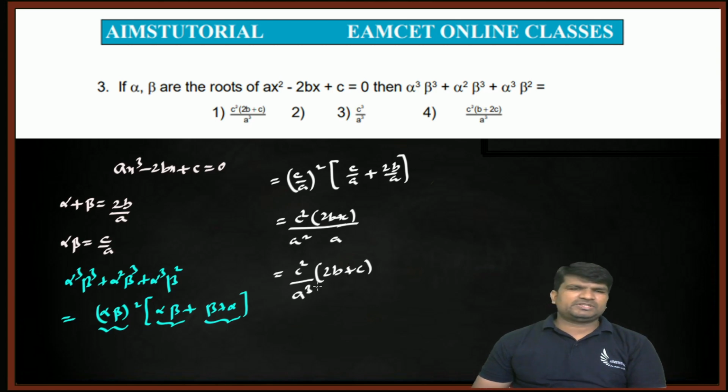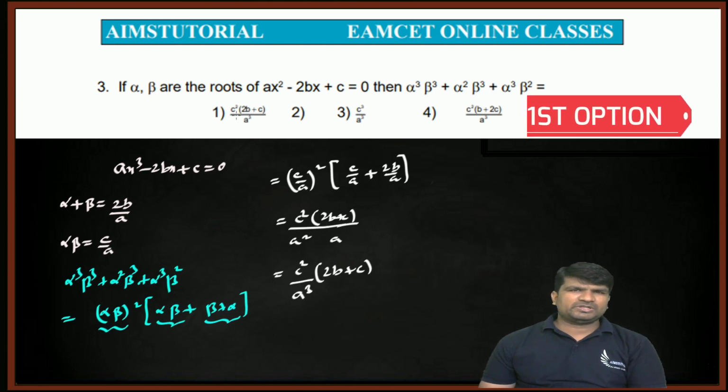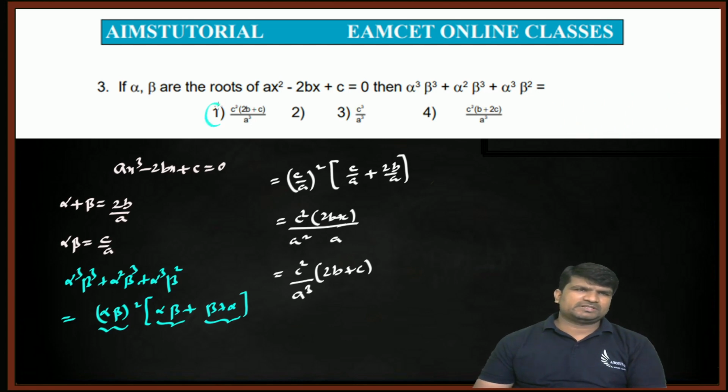Is any option there? c square by a cube, 2b plus c is the first option itself. So the answer is the first option, that is c square by a cube into 2b plus c.